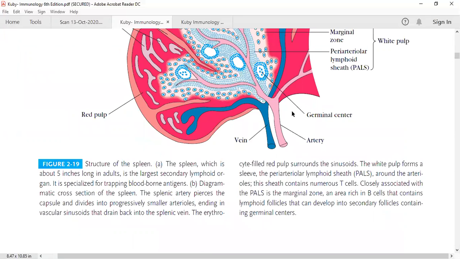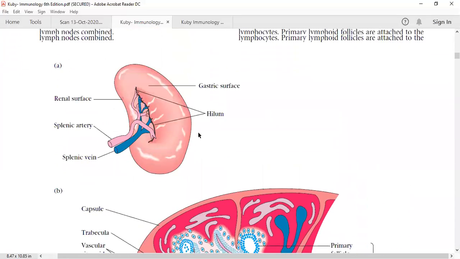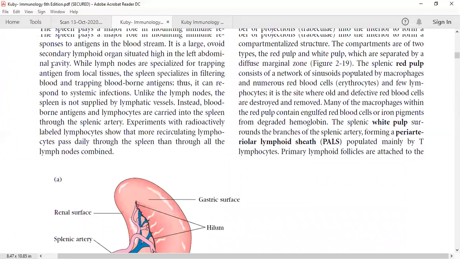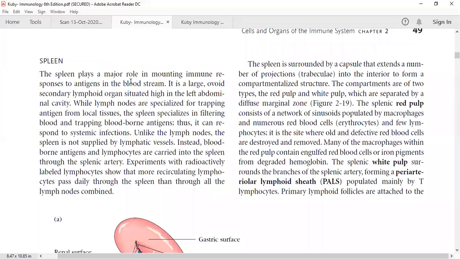Okay, so again we will discuss the same structure. The spleen plays a major role in mounting an immune response to the antigens in the bloodstream. It is a large ovoid secondary lymphoid organ situated high in the left abdominal cavity. While lymph nodes are specialized for trapping the antigen from local tissues, the spleen specializes in filtering the blood and trapping the blood-borne antigens. So it is mainly responsible for trapping the antigens which are present in the blood.